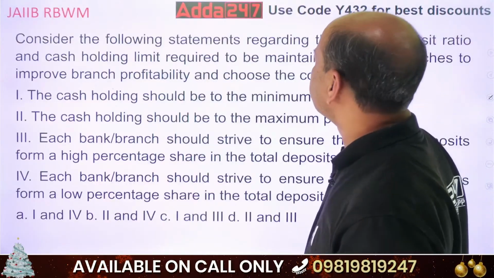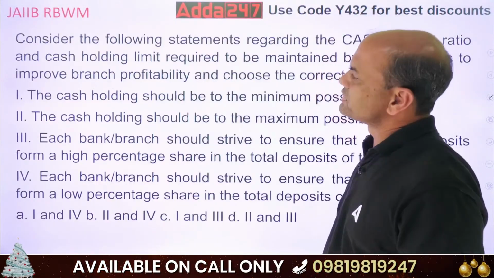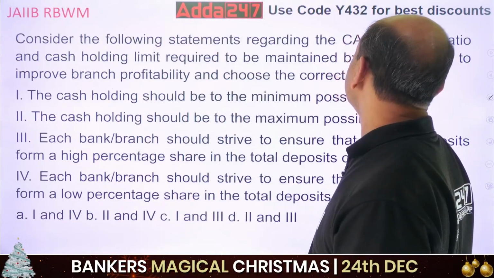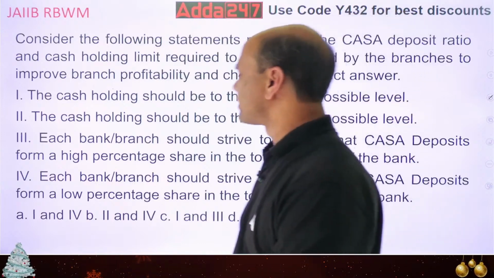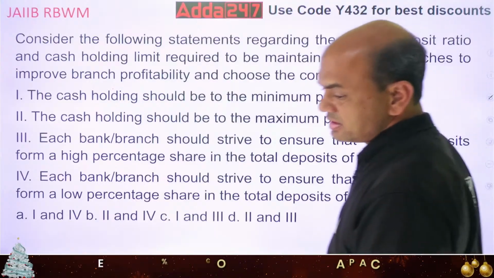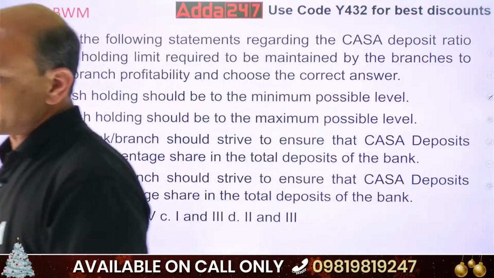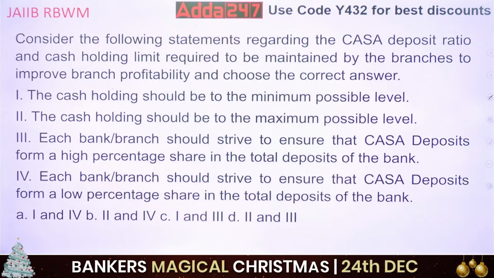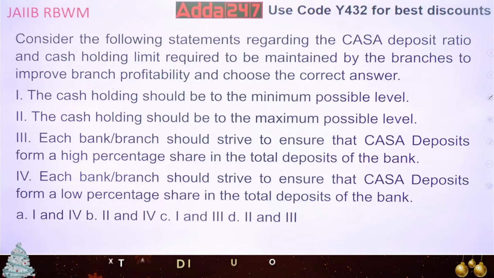Consider the following statements regarding the CASA deposit ratio and cash holding limit required to be maintained by the branches to improve branch profitability, and choose the correct answer. Now look at this. This relates to your CASA, current account and saving account. Now read this, everyone. Read it.